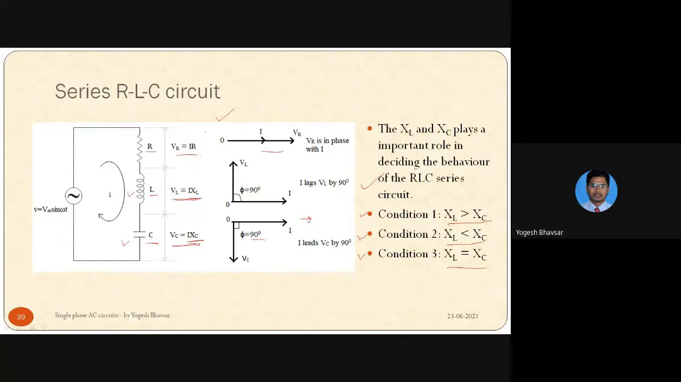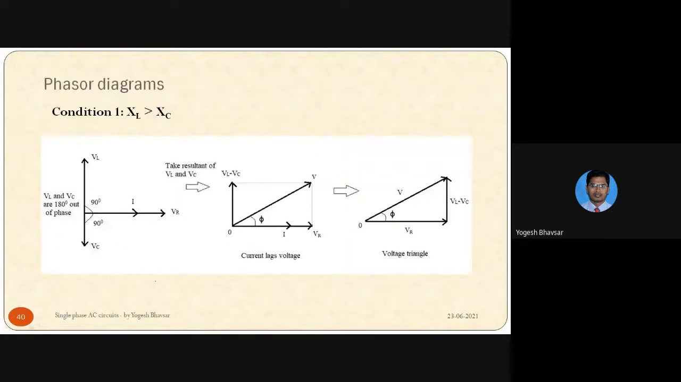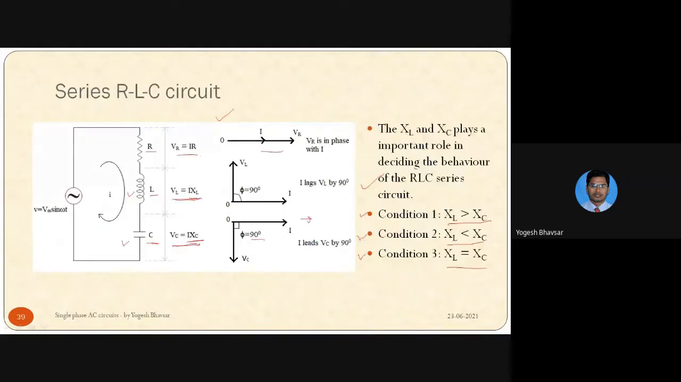The separate phasor diagrams we have already drawn. So the first condition, XL is greater than XC. Now we'll combine all these phasor diagrams. We have taken current on the horizontal axis. For the resistive circuit, the voltage VR is in phase with the current. For inductance, the voltage VL is leading, and for capacitance, the voltage VC is lagging.